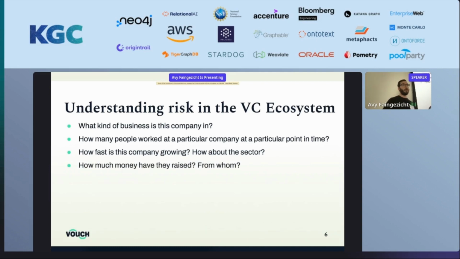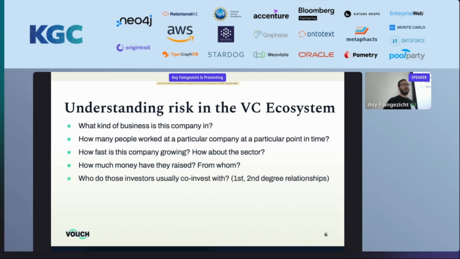Also, how much money they have raised and from whom is a proxy for how much risk we're taking on. How big is this company going to get? Maybe today they don't have that many people, but they just raised a big round. They have $10, $20 million that they raised from some VC. We know that that is going to translate into the company growing.